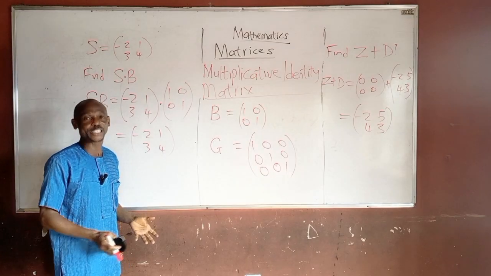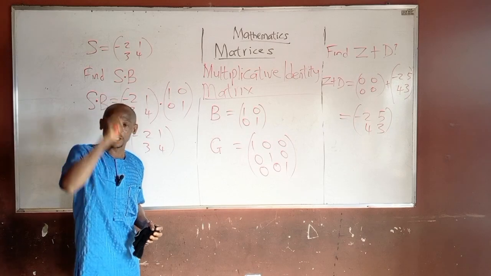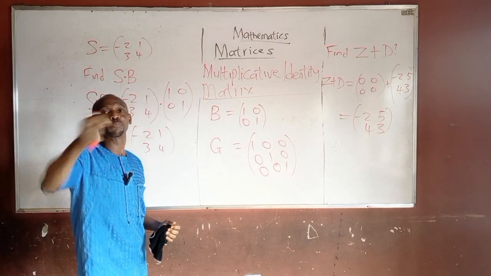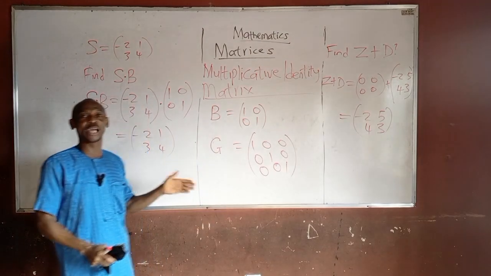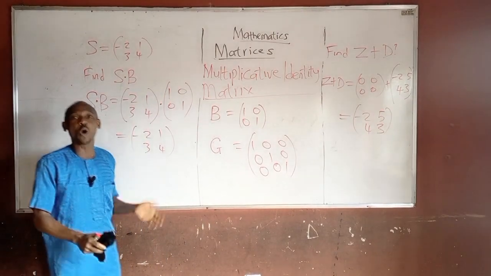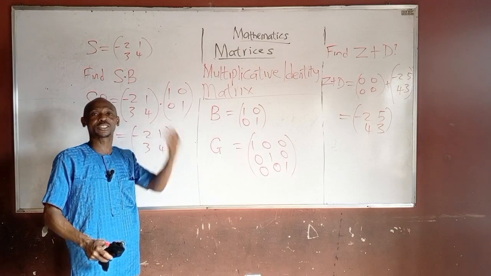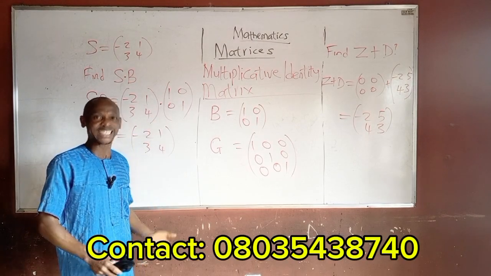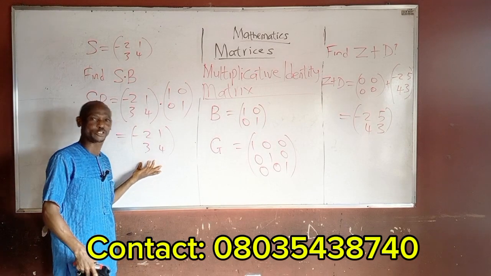In mathematics, it's just like multiplying a value with 1. Any value 1 multiplies, it gives you that same value. 1 times 100 is equal to 100. 1 times 5 is equal to 5. 1 times minus 10 is equal to minus 10. That is similar to what the multiplicative identity matrix stands for.